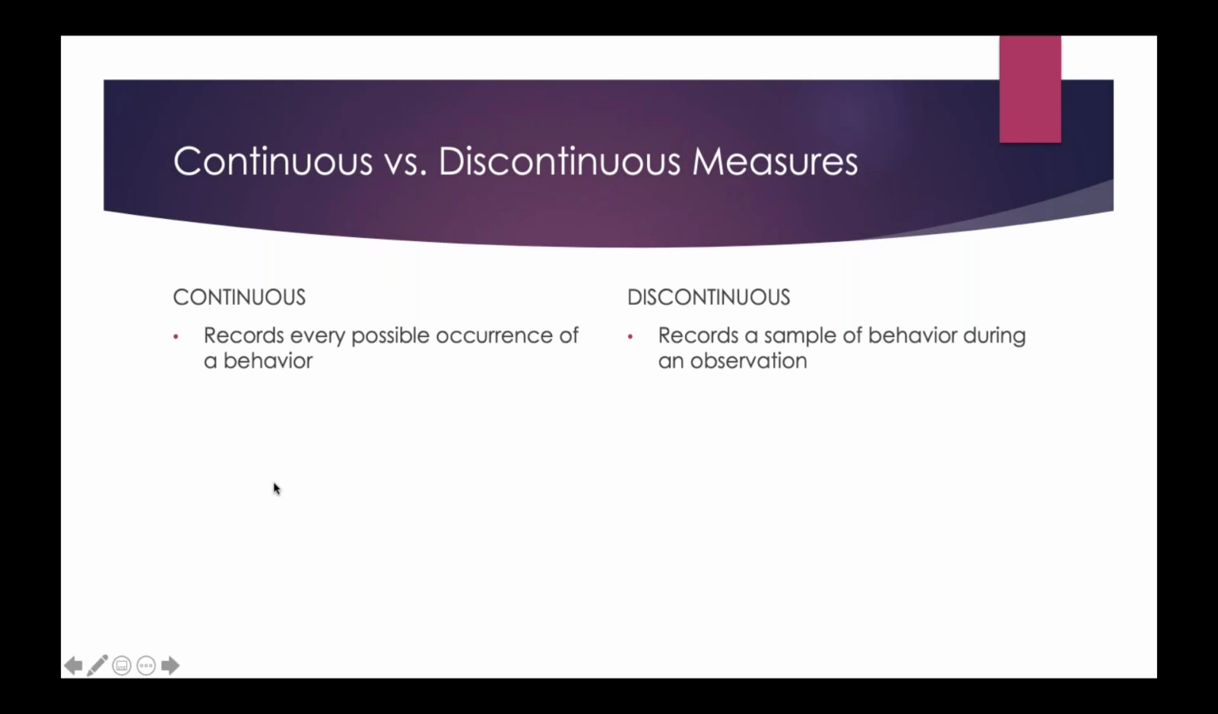So the 2 different types of data collection, there's continuous measurements and discontinuous measurements. Continuous would record every possible occurrence of a behavior, and discontinuous records a sample of behavior during an observation.